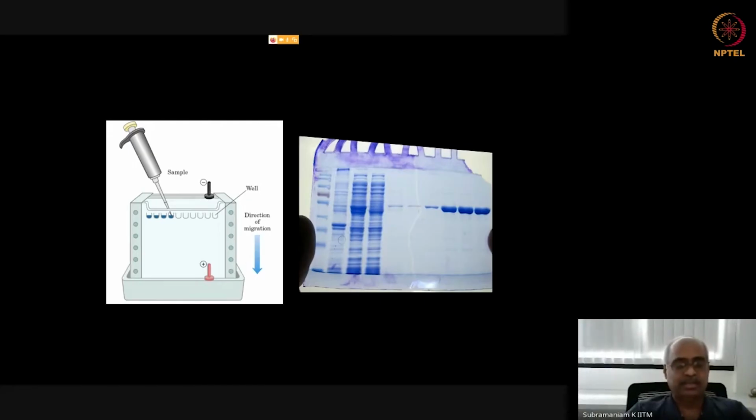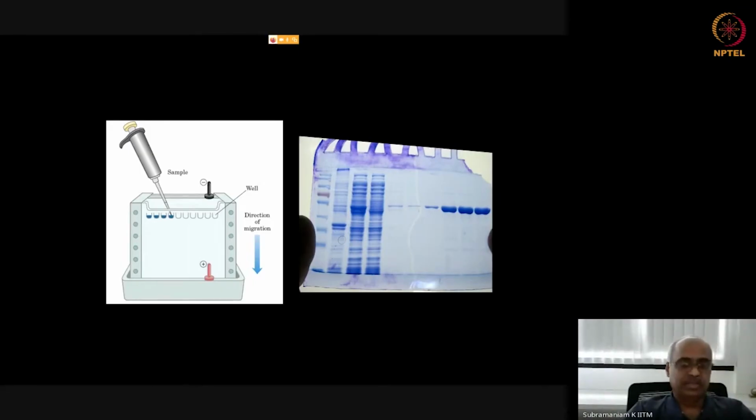Then you keep it in a tank where you have the buffer added. Then apply electricity. You'll have electrodes on either side of this rectangular tray. And when you apply electricity, you have the current passing through the gel. And if you have added a mixture of DNA, it gets separated. So that is the simplest one.